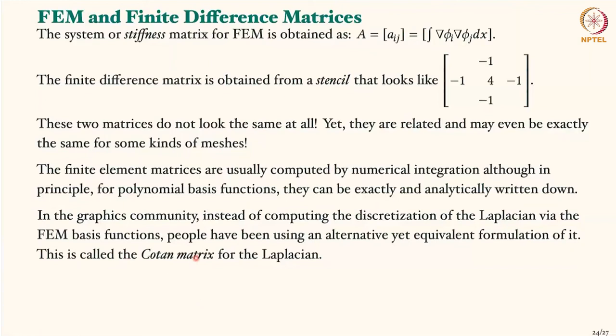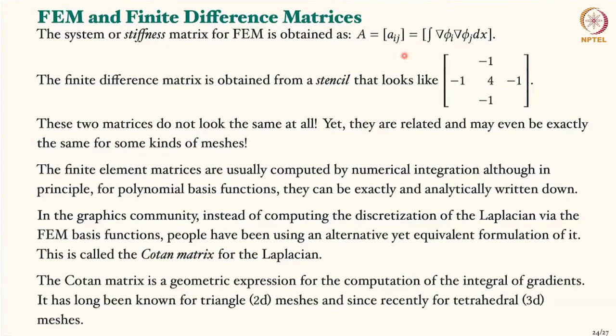Graphics folks tend to use this alternative yet equivalent version of computing the stiffness matrix. So this is geometry. This only depends on the geometry. If I give you the mesh, I don't need to know what these integrals are or anything like that. I can write down the Laplacian's discretization, which is equivalent to the discretization by finite elements, by just writing down this cotan matrix.